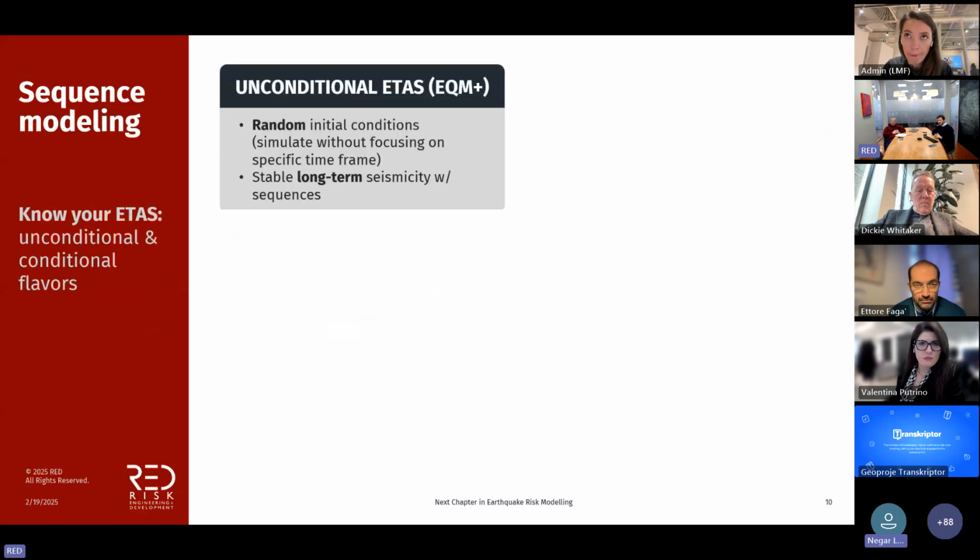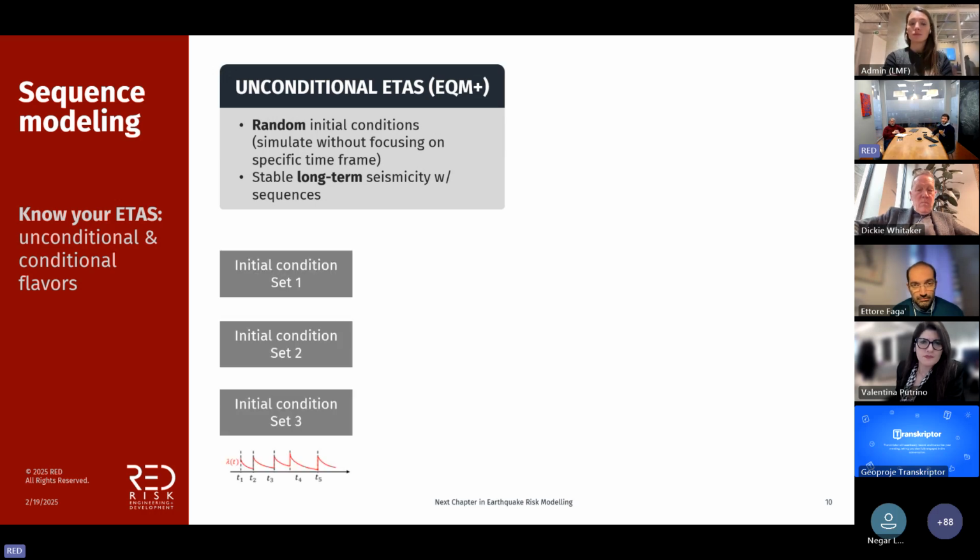Now, ETAS comes in two flavors. EQM Plus, the model that we are releasing and announcing today, is the unconditional variant. We have unconditional versus conditional. Now, the unconditional variant is the one that has random initial conditions. So you simulate without focus to a certain time, right? This way it provides a stable long-term view of seismicity and risk with sequences, obviously.